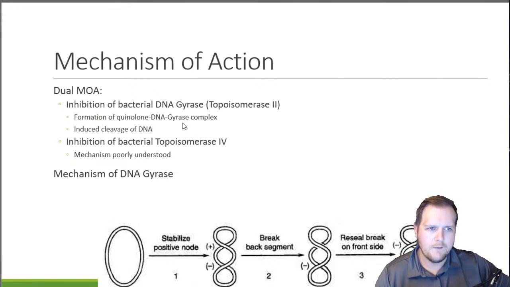Now, normally when you have DNA that's not being actively read or transcribed, it's in a very tight, super helical state. In order for things like DNA polymerase to interact with the DNA, you have to unwind it. That's what DNA gyrase and topoisomerase do. Basically, it induces single strand breaks in the DNA, which allows it to unwind, and then it reseals that break. So it allows the DNA to be loose enough for things like DNA polymerase to come in and bind to it and do what it needs to do.